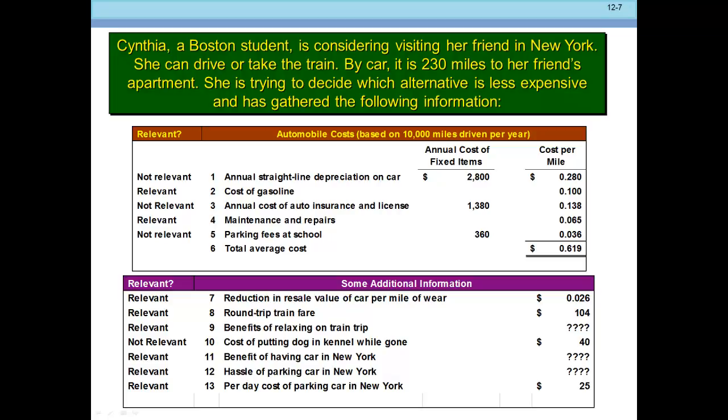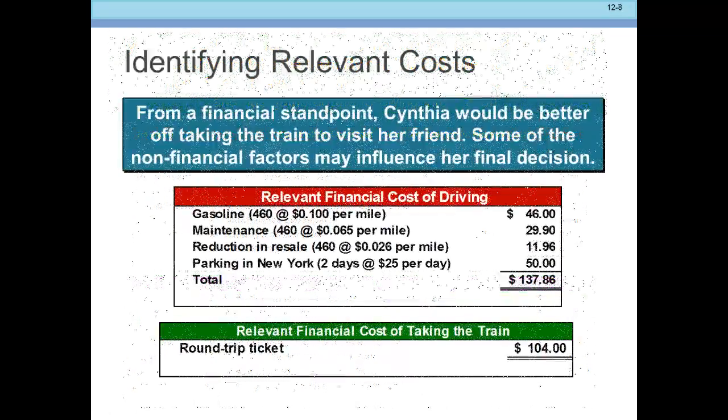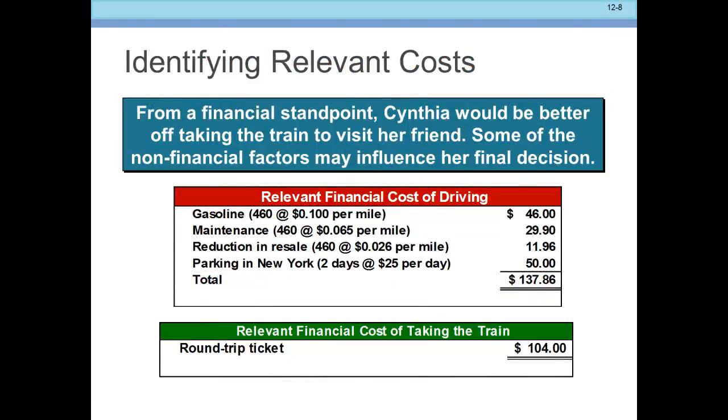Good. Now let's put all this together. By listing out the relevant costs that we can measure, we get the cost to drive of $137.86, and the cost to take the train of $104. From a financial standpoint, Cynthia would be better off taking the train, but she may decide, based on those unmeasurable qualitative factors, to drive.